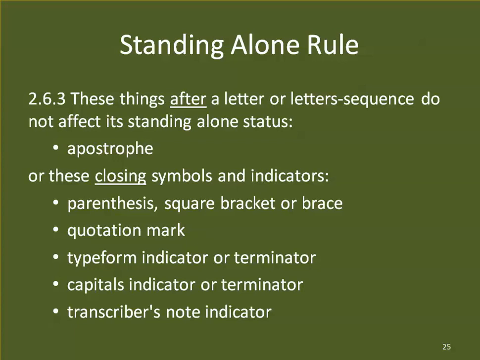Then if certain things come after this letter or letter sequence, it's still standing alone. So again, apostrophe. You could have an apostrophe and apostrophe, and that N is still standing alone. Or if the closing symbols or indicators come after the letter or letter sequence: parentheses, square bracket or brace, a closing quotation mark, a closing typeform indicator, which is called a terminator, a closing capitals indicator, which is called a terminator. Again, I shouldn't have said or, but it's the terminator. If it comes after the letter or letter sequence, it does not affect standing alone status. Or the closing transcriber's note indicator.